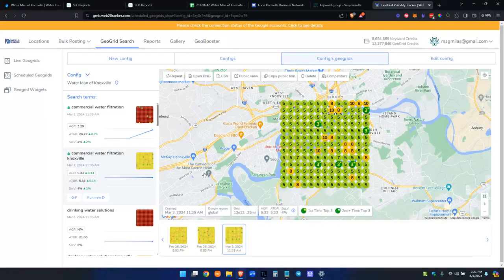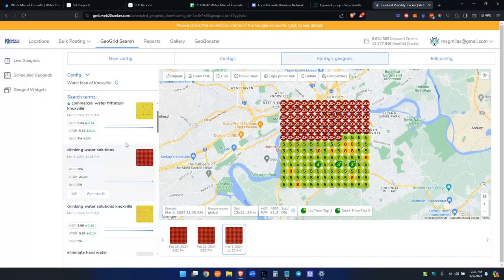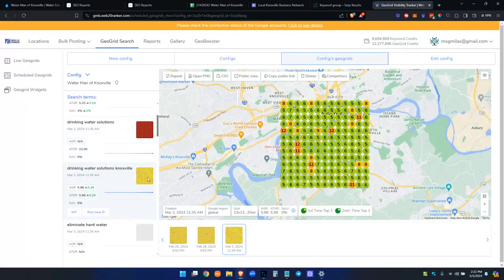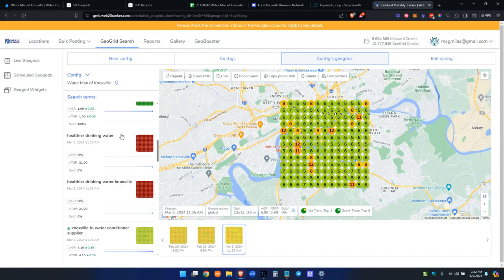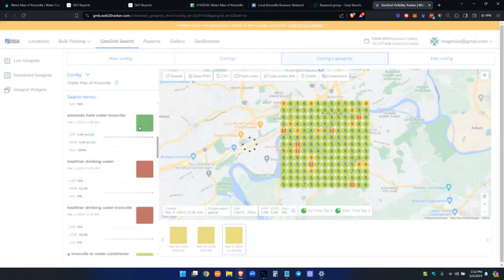When we start to look at some of these that were previously ranking, we don't see as much movement. So definitely some movement here. Looks like we have a slight increase as an average rank, a 5.72, now 5.33. So very slight increase. Some of these we didn't see any movement for. Drinking water Knoxville, again, this is one with very slight movement, went from an average 6.22 to a 5.98, very slight movement.